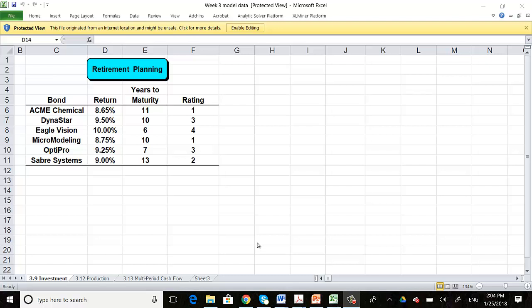Everyone got the data file downloaded? Open. Everyone got the solver loaded?